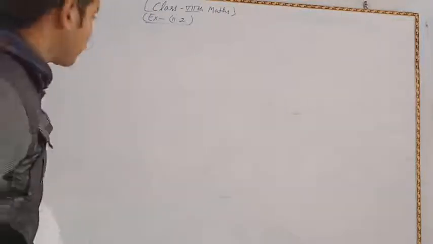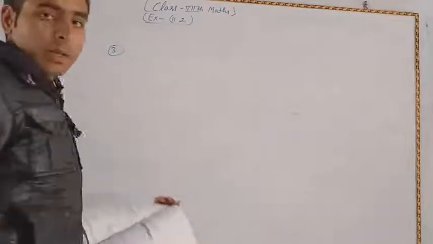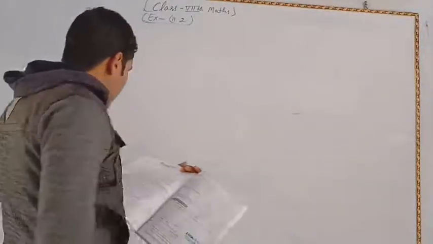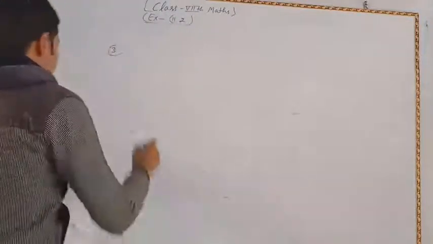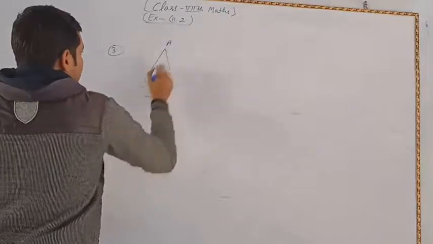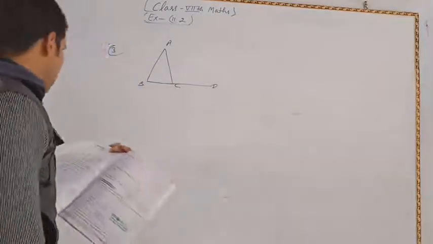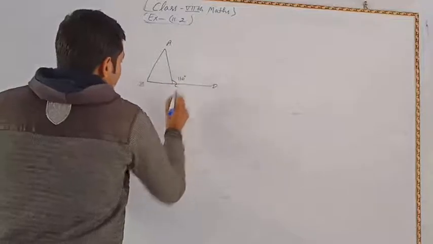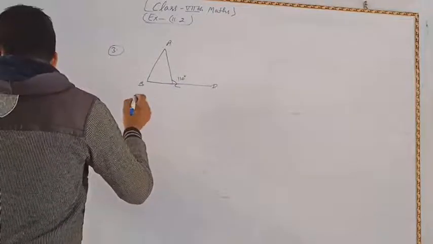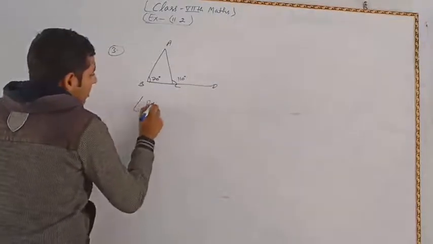Again, in problem number 3, we have given that in triangle ABC, BC is produced to D. Here you have given a triangle, this type of triangle ABC, with BC produced to D, in which ACD is equal to 110 degree, and ABC is equal to 70 degree. Then you have to find the angle BAC.